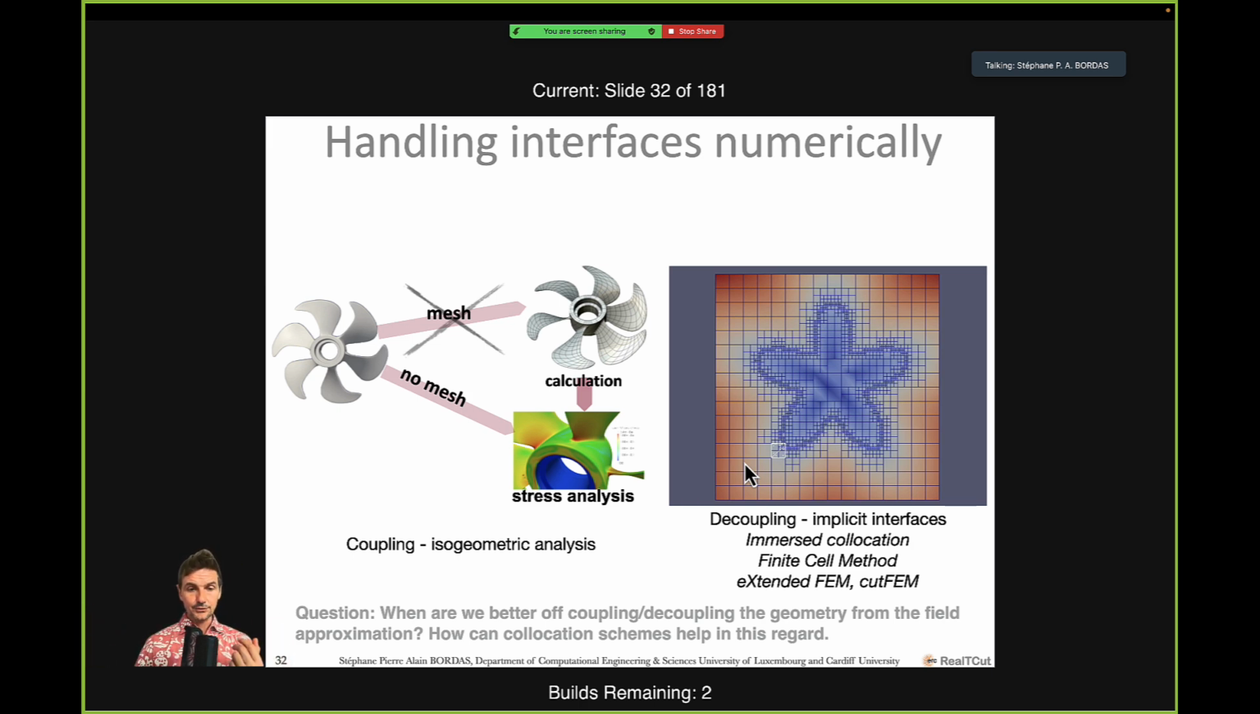So what we're going to try to address today is, what is the better approach? Of course, there is no general answer to that question, because if there was a general answer, there would be no research. And when should we go for one, and when should we go for the other, and what is the role that finite differences can play, meaning collocation methods.